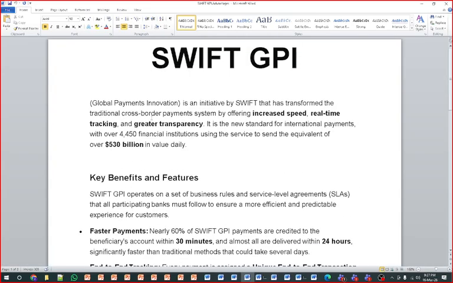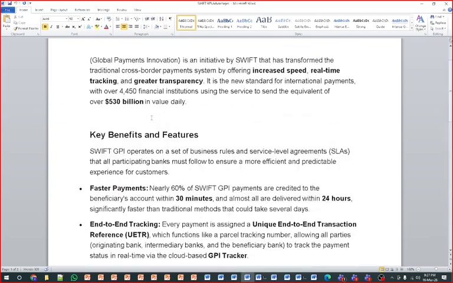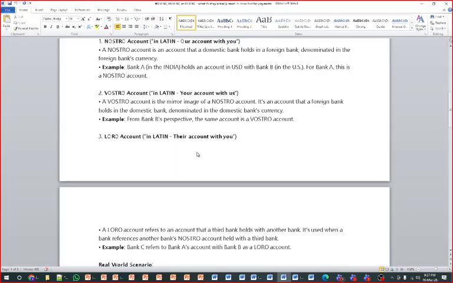Okay, we just discussed Swift GPI with you. Swift GPI has two or three different flavors, so this is one of the flavors of payment, and we are going to discuss this also. This is a repeated one, but I just opened it because I thought it was not opened.